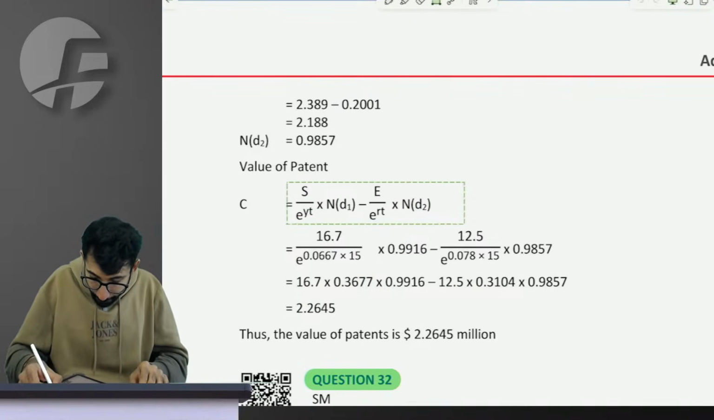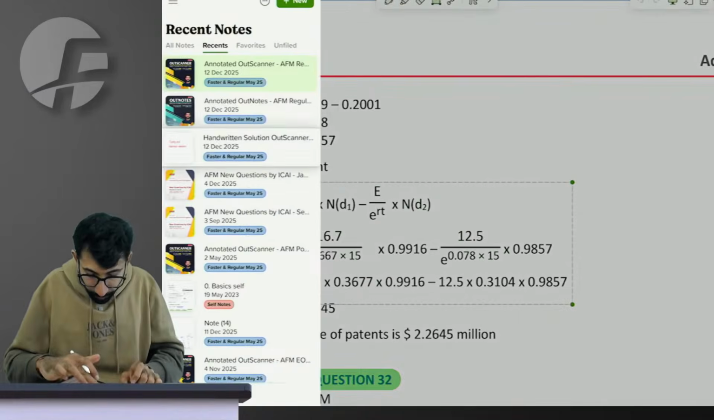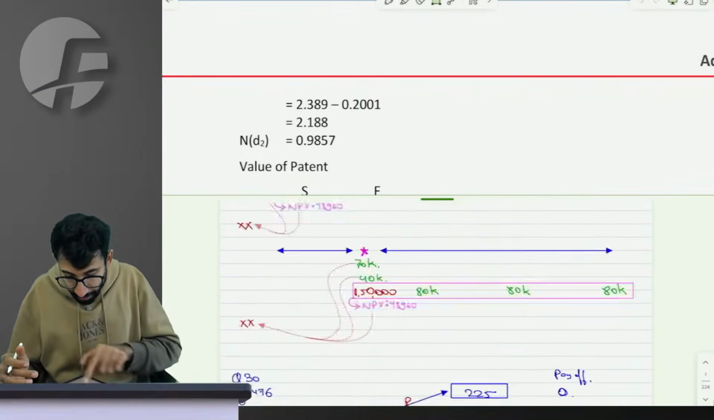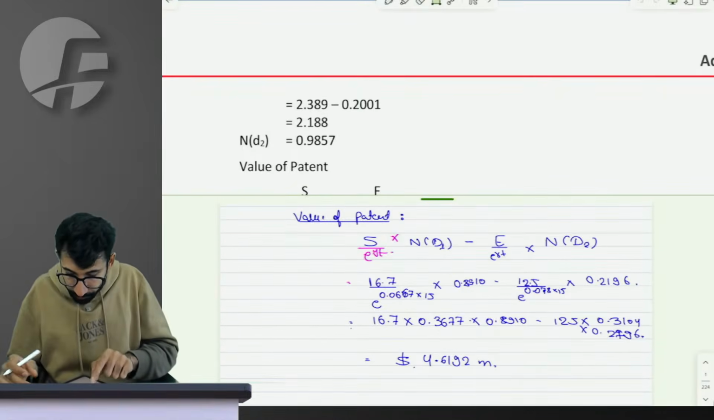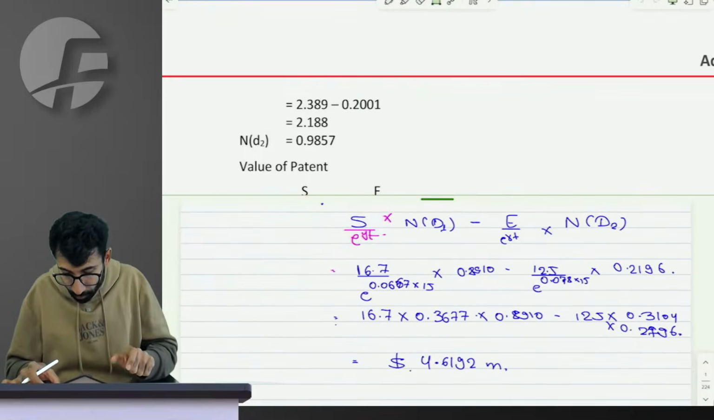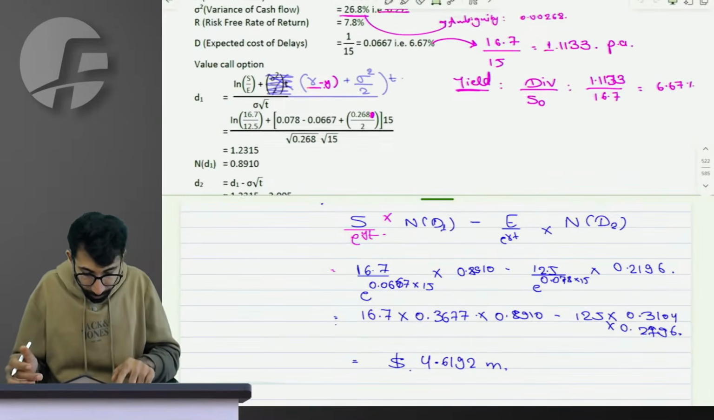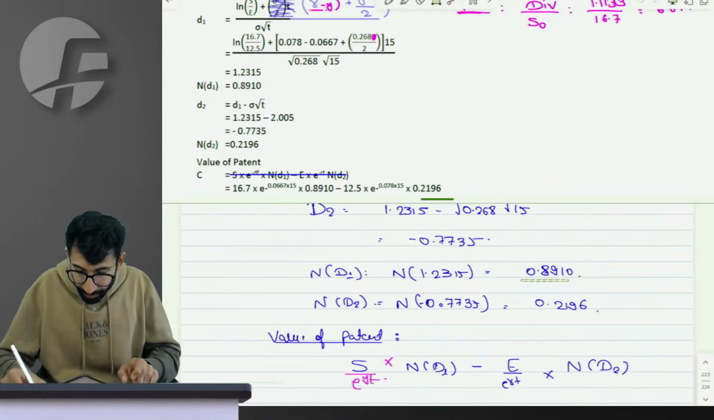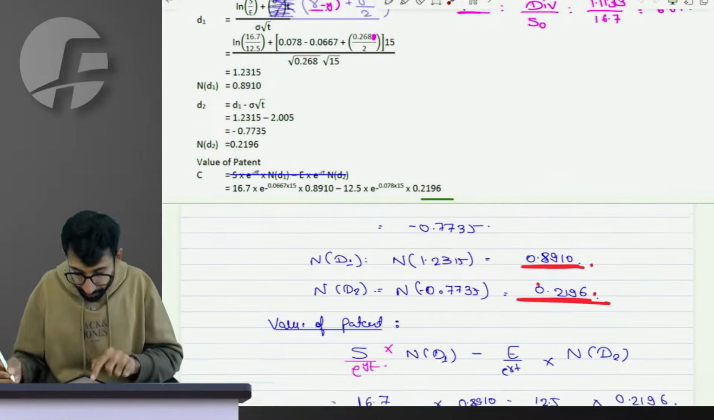Let me check if this solution is there in the handmade notes or not, because I cannot, wait. Yes, this is what I want to tell you. This is what I want to show you. Fine, perfect. So we have ND1 as 0.8910 and ND2 as 0.2196.